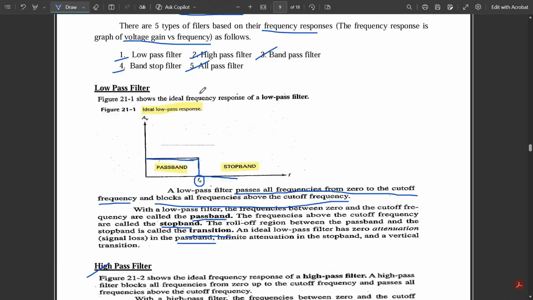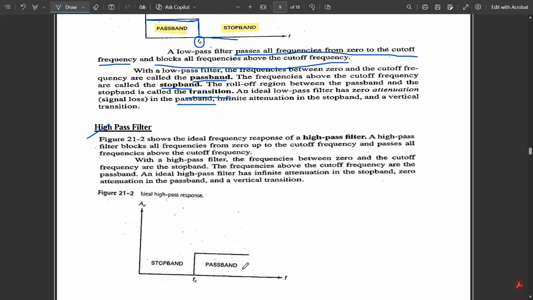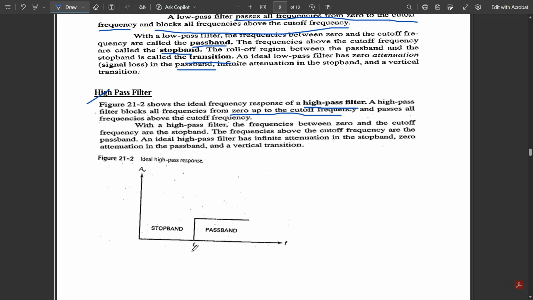Okay, it is just the opposite of the low pass filter. In pass band and stop band, you see the difference. Okay, so the figure below shows the ideal frequency response of a high pass filter. In a high pass filter, it blocks all the frequencies from 0 up to the cutoff frequency and passes all the frequencies above the cutoff frequency. Okay, from 0 up to cutoff frequency, all the signals are blocked, and above that, all the signals are getting passed.